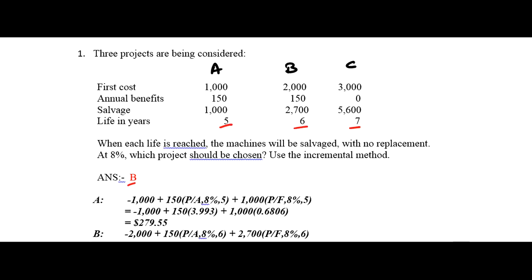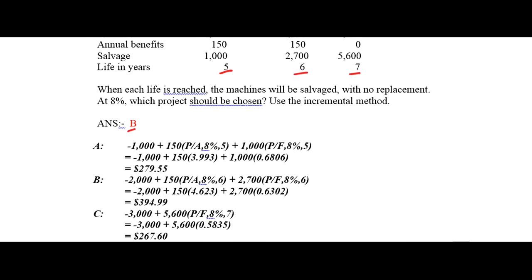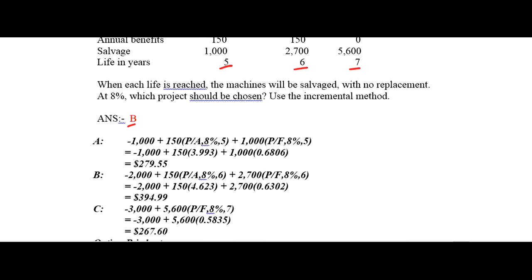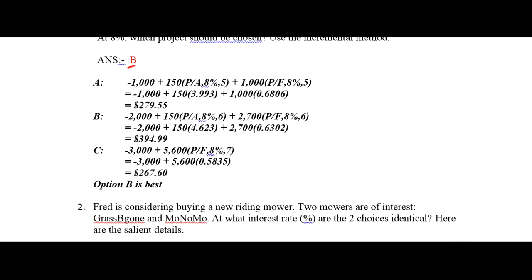When you calculate this, you will get a value of 279.55. Similarly, for the case of B and C, you will get a value of 394.99 for B and 267.60 for C. From the calculation, you can see that B is the best option among the three.